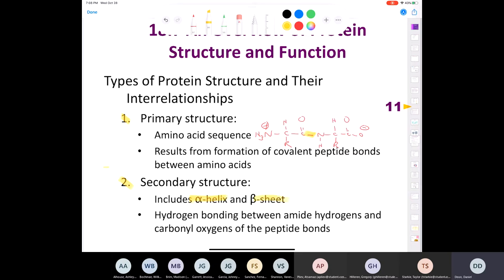Secondary structure includes the alpha helix, the beta pleated sheet. What holds an alpha helix or a beta pleated sheet together? Nothing more than hydrogen bonding. That's it.